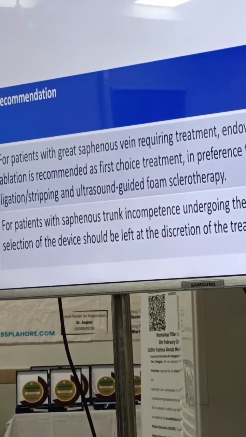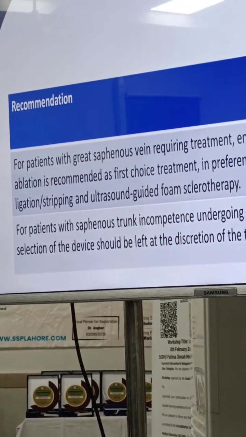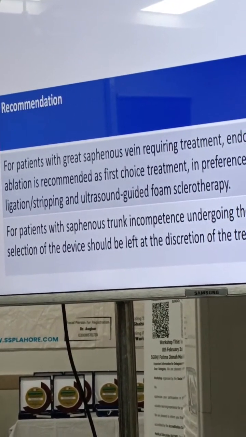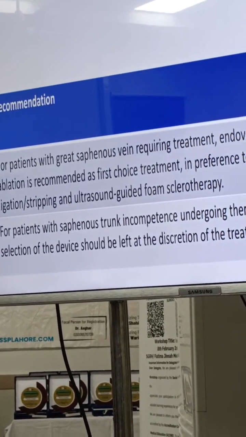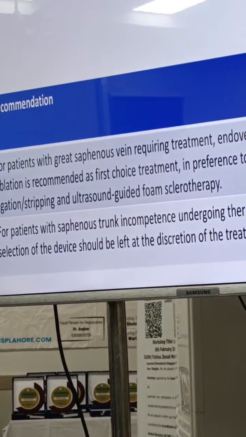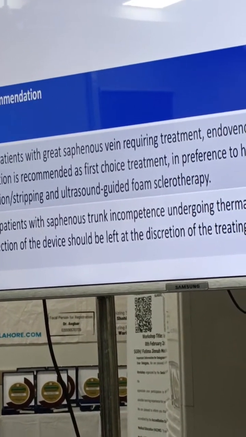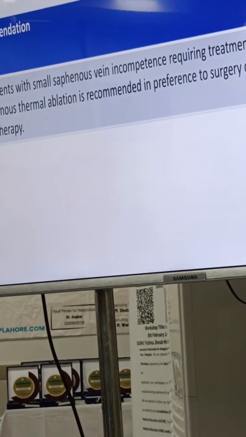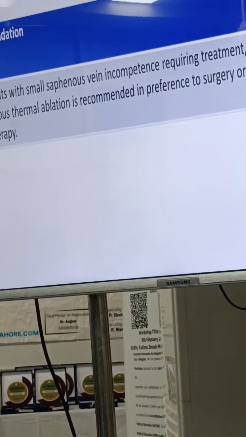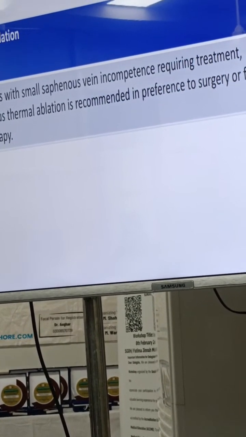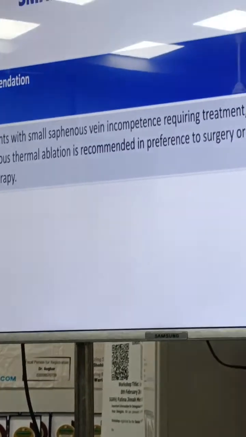And again, what would be the best amongst the two? They have given this discretion to the treating surgeon. Whichever system he has in his setup, he can choose either RFA or EVLA. For small saphenous venous system, yes, again RFA or endovenous laser system is preferred over open surgery and foam sclerotherapy.